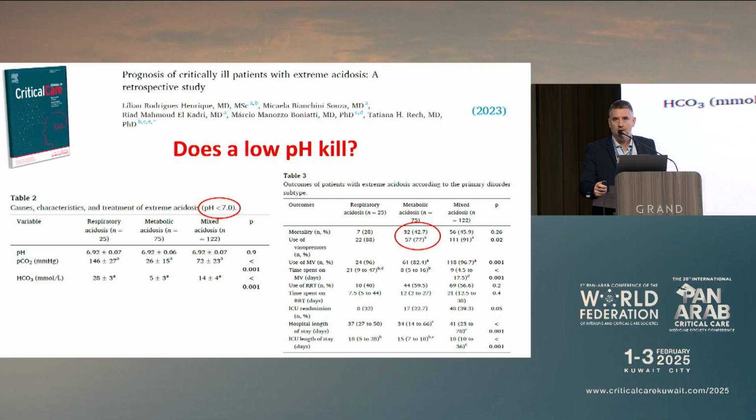No. The question is, does a low pH kill your patients? No. You can see there, it's not 7.25. It's a pH below 7. And less than 50% of patients will die with a pH below 7.